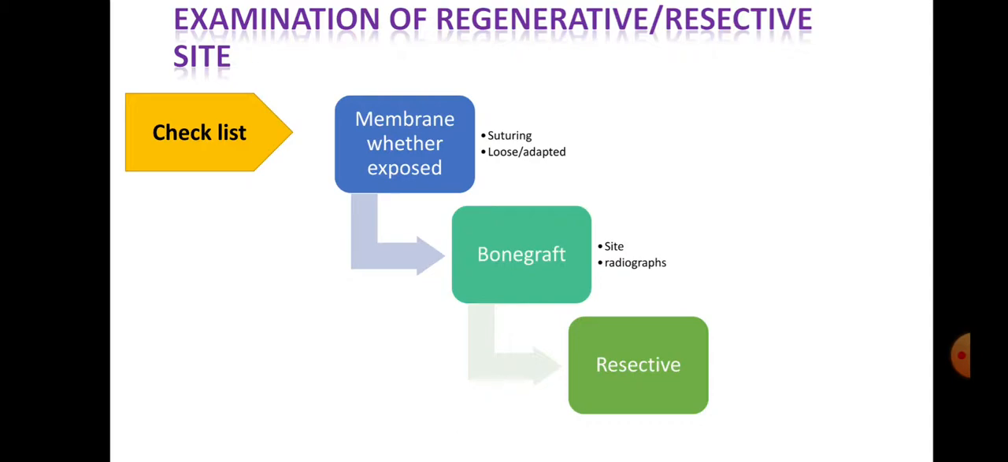Then if you performed any regenerative or resective surgery, you have to look into the particular site. So if you placed a GTR membrane, then we have to look at the membrane exposure, if it is present or not, or if the sutures are loose or if it is well adapted. Then you look at the bone graft site. So how do we evaluate the site of the bone graft? By taking a radiograph. Then we evaluate the area of resective surgery.